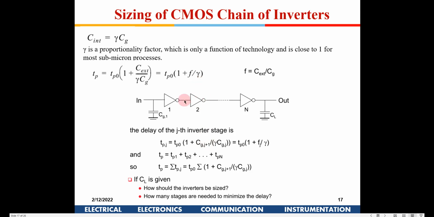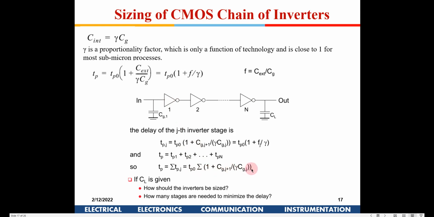So this is going to be the load capacitance, which is nothing but the gate capacitance of the next stage. So I can write C_G,j+1, and here it will be gamma C_G. Is this equation clear to all of you? So it becomes t_p0 (1 + f_j/gamma). Now the total delay for this inverter chain will be the sum total of this, so for each stage you can do a summation.